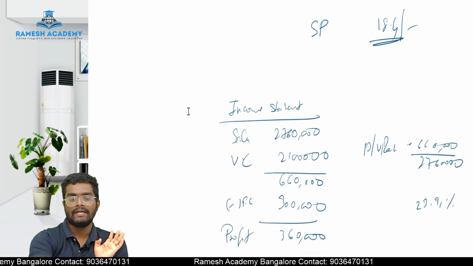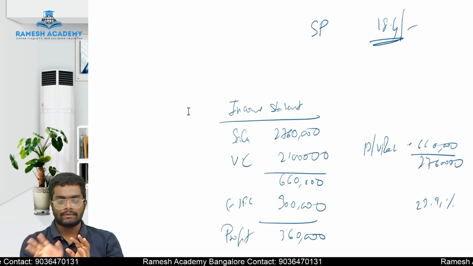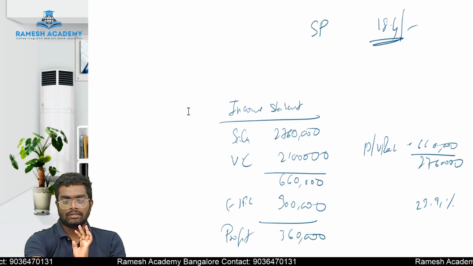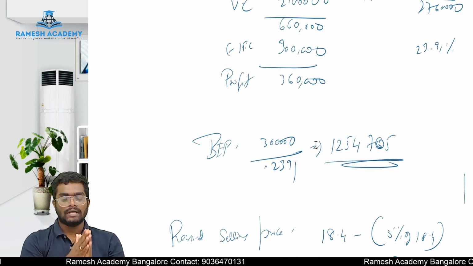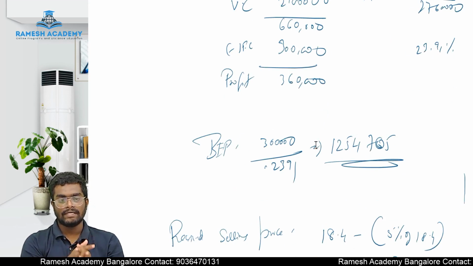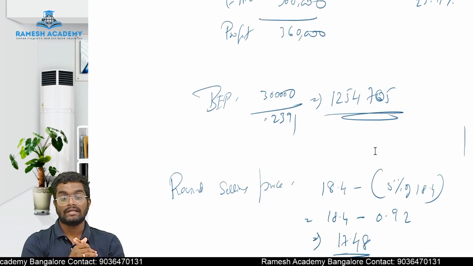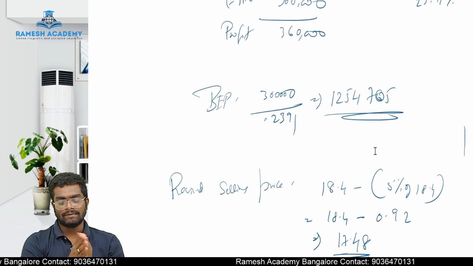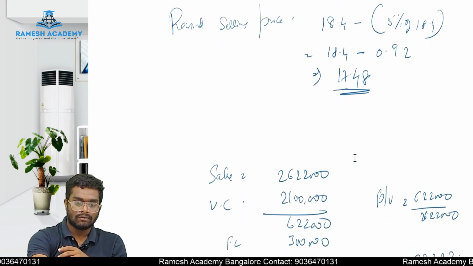Now I prepared an income statement, exactly the reverse of the previous calculation, in order to find out my PV ratio. Understood? PV ratio, fixed cost, everything. So now BEP is, I know my fixed cost is 3 lakh, I'll divide it by PV ratio, I got my BEP. Now in the question they are telling that there will be a revised selling price. So revised selling price is nothing but reducing 5% from the existing selling price. So I got 17.48. Okay.